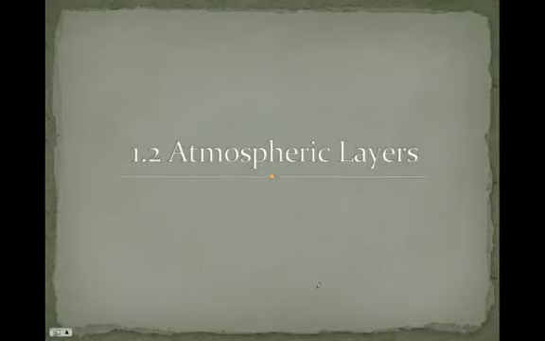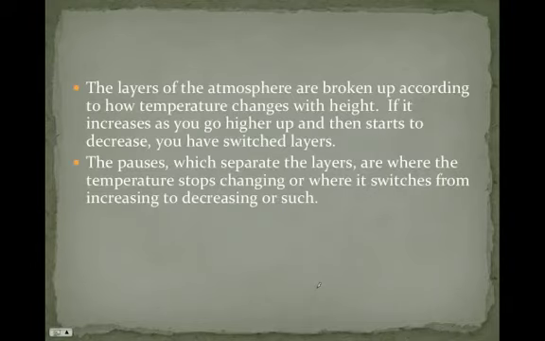Section 1.2 Atmospheric Layers. The layers of the atmosphere are broken up according to how temperature changes with height. So as we go up from the ground, we have the air occupying the space above it. Now the air isn't the same throughout. As we go up in the atmosphere, it changes. Most of the air is found at the bottom of the atmosphere. Like 80% of the atmosphere is found in the bottom layer.